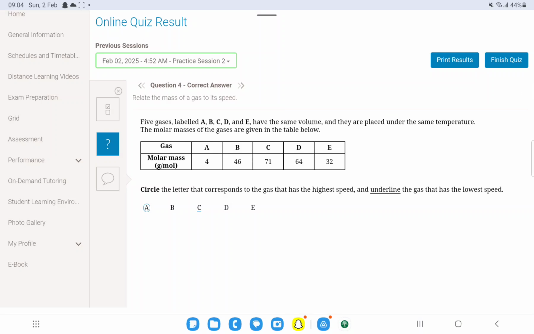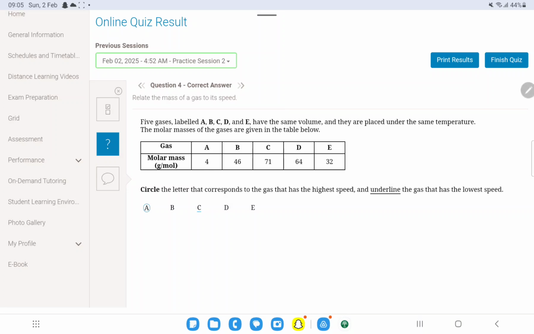Five gases labeled A, B, C, D, and E have the same volume. They are placed under the same temperature. The molar masses are given in the table below. Circle the letter that has the highest speed and underline the one that has the lowest speed.